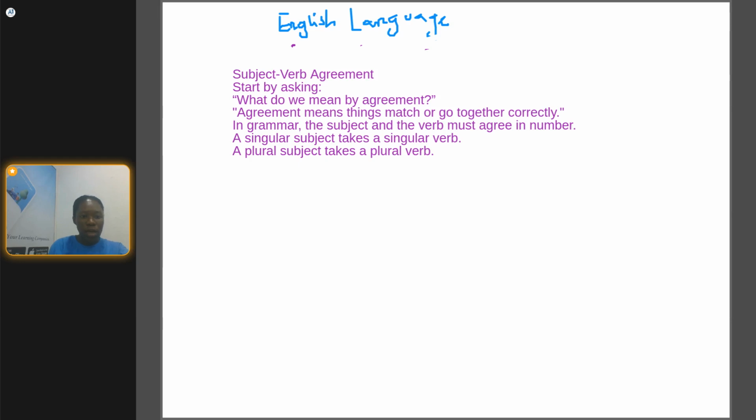Now I'm going to give us an example. We have: The boy plays football. Let me have that as an example so that we can see. We are looking at the basic rule now.